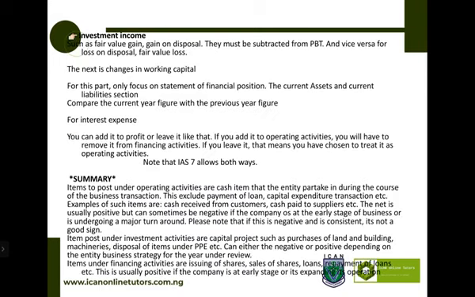The next one is investment income. That one also has a little explanation. And that is where there's a fair value gain or gain on disposal, but I don't think they should ask that at this level. In summary, items to post under operating activities are cash items that the entity partakes in during the course of the business. This excludes the payment of loan. Examples of such items are cash received from customers, cash paid to suppliers, and the net is usually positive, but at times can be negative.